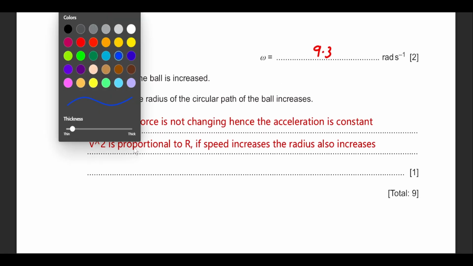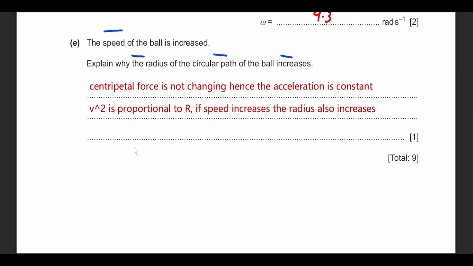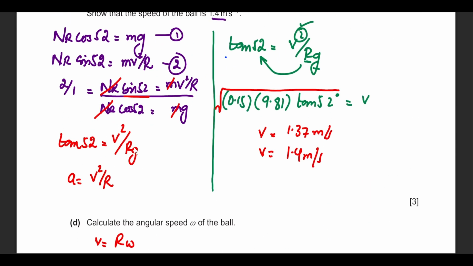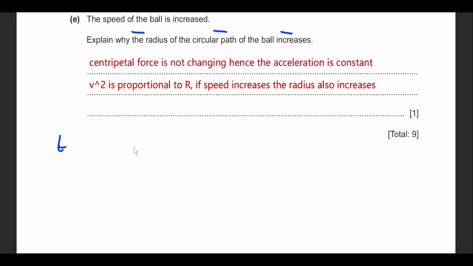The next question is, he says, explain why the radius of the circle orbit increases if the speed of the ball increases. Now there's a bit of a mathematical understanding behind this. You have to go back to this equation, which was tangent 52 and this one. Let's rewrite it for this part. So we had the equation as tangent of 52 equals v squared divided by gr.